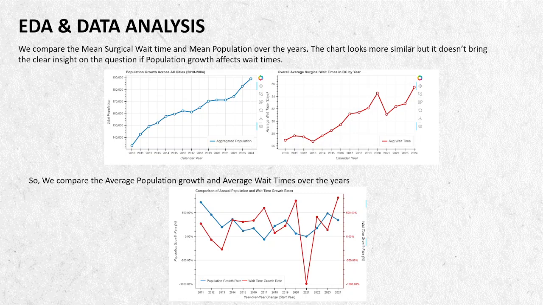I compared the mean surgical wait times and mean population over the years. The chart does look similar, but it doesn't bring clear insight on the question if population growth is affecting the wait times. So I built the double axis chart using Bokeh to show the average population growth and average wait times over the years. We could see the population and wait times move in opposite direction.